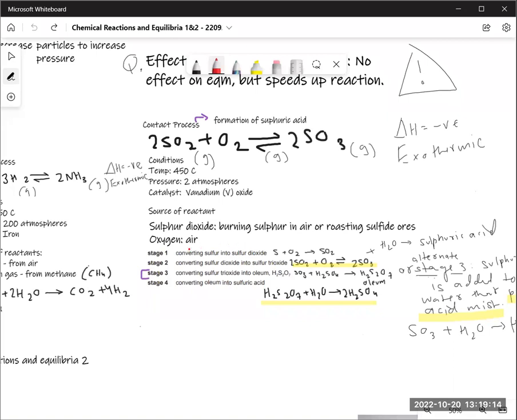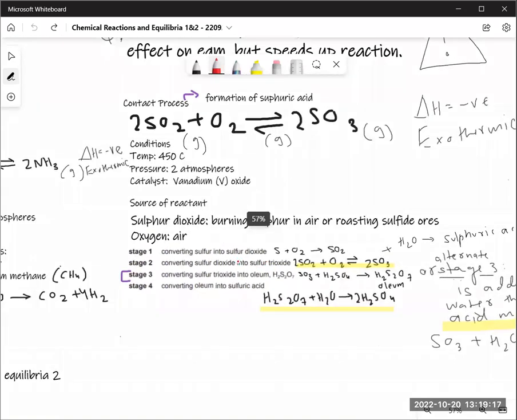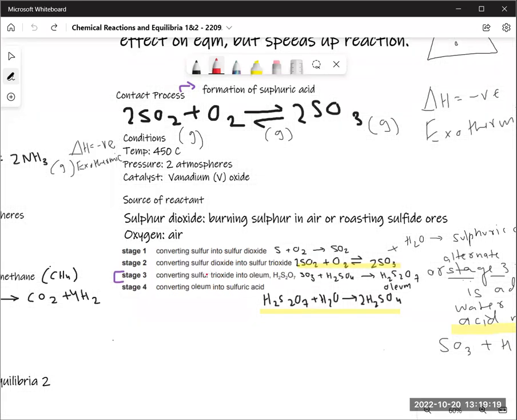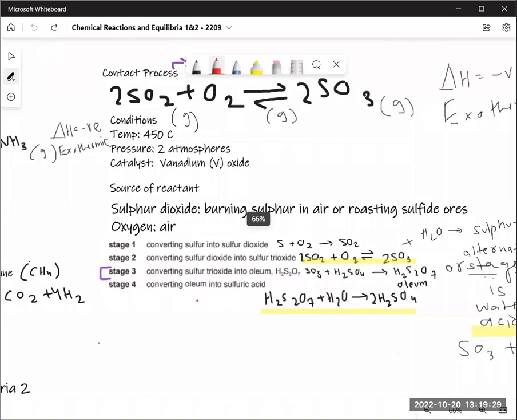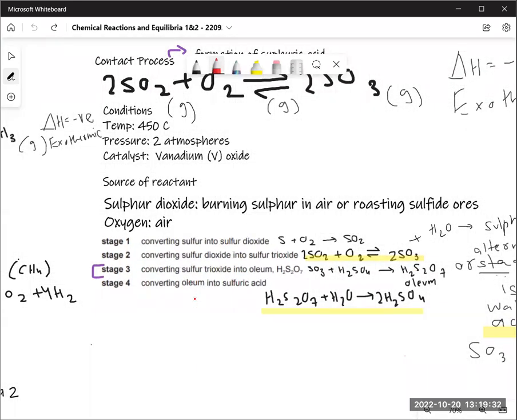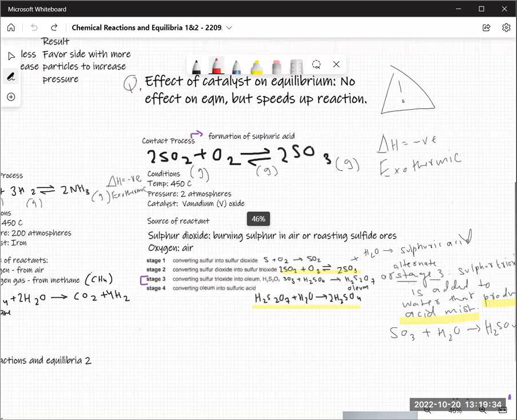Oxygen comes from air. Stage 1 is converting sulfur into sulfur dioxide. Stage 2 is converting sulfur dioxide into sulfur trioxide. Stage 3 is converting sulfur trioxide into oleum, H2S2O7. And stage 4 is converting oleum into sulfuric acid. Now we saw that there's an alternate stage 3.